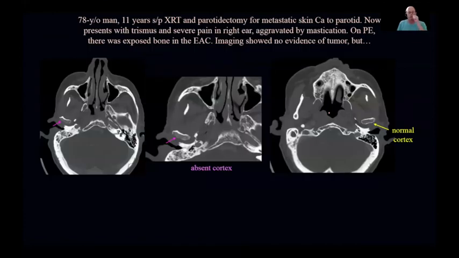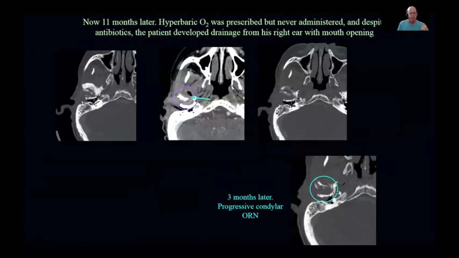This is a patient who was radiated for skin cancer metastatic to the parotid gland, now has severe pain, which is aggravated by mastication. And although this is a subtle finding, the posterior margin of the right mandibular condyle is absent. The cortex is absent here, right? So we have normal cortex along the posterior wall of the left condyle, but on the right side it was gone, and then ultimately this condyle began to fragment, and there's some inflammatory enhancement in the upper aspect of this TMJ. So this is an advanced case of TMJ ORN.